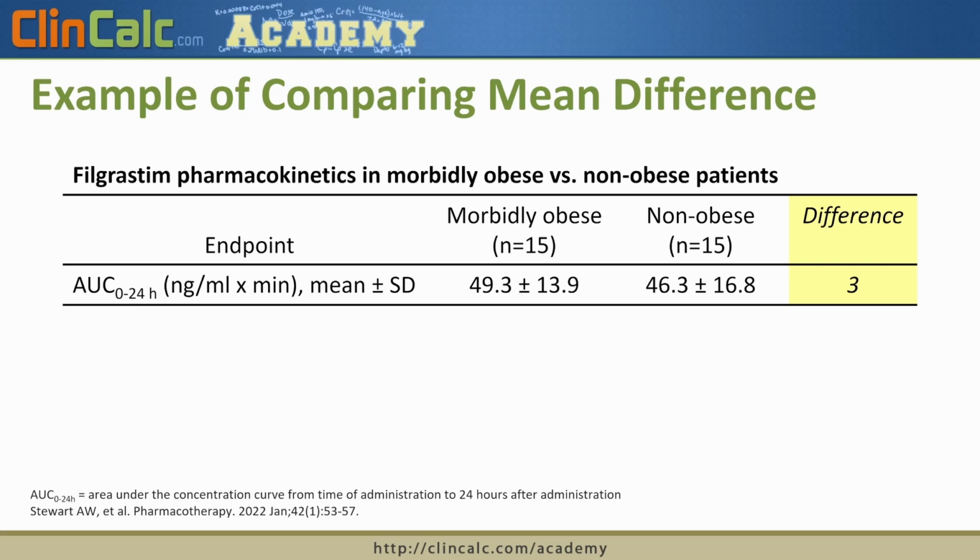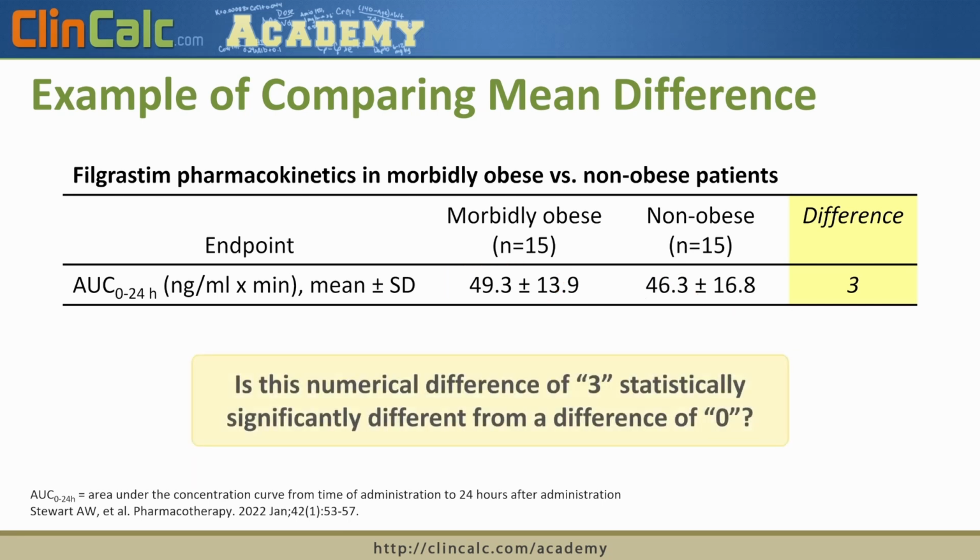So let's go through an example of an actual published article that compared means of two different groups. This was published in 2022, and the title of the article was Filgrastim Pharmacokinetics in Morbidly Obese versus Non-Obese Patients. The objective of the article was to compare 15 obese patients versus 15 non-obese patients and look at the area under the curve, or the AUC, of this drug called filgrastim. And you can see here that they saw a numerical difference.